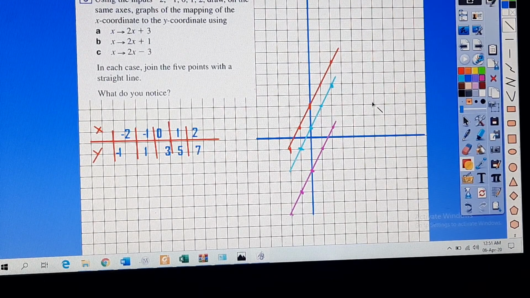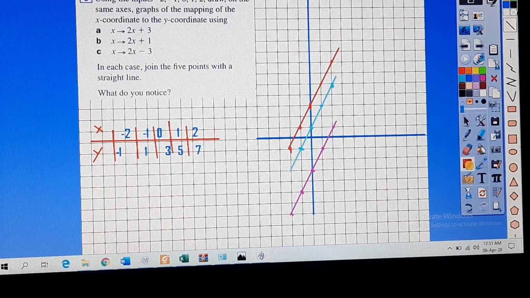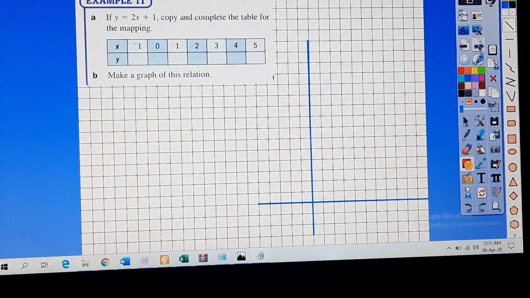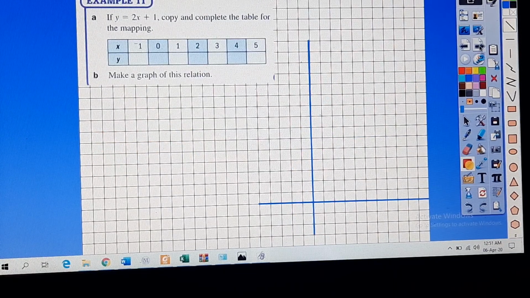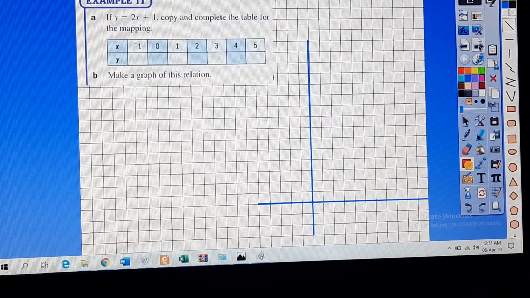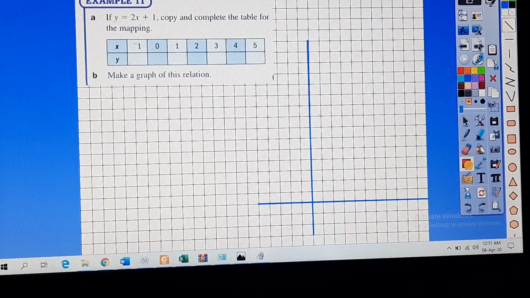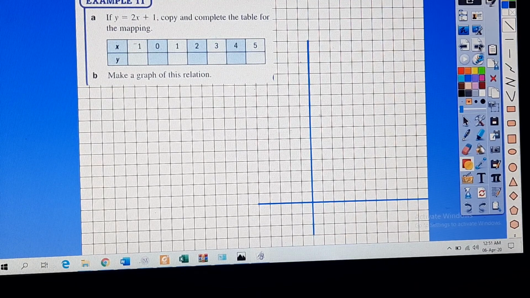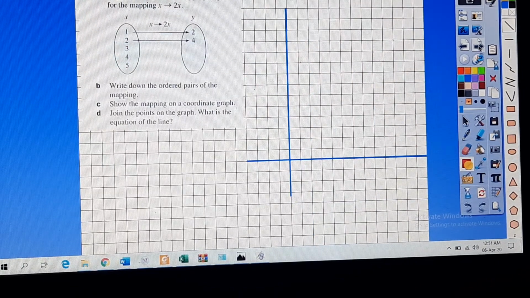So what can we find here? What do we notice? What do you think? In fact, these three lines are parallel to each other. We can say that they are parallel. In the same way, we can solve this kind of example, like this one, y is equal to 2x plus 1. As I explained in the first one, we can take some points and then find the values of x and y.